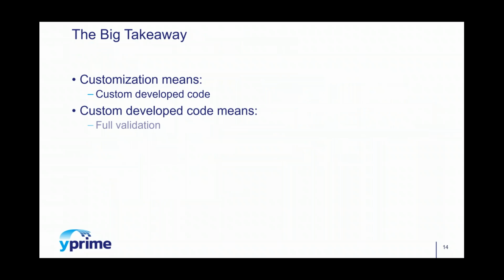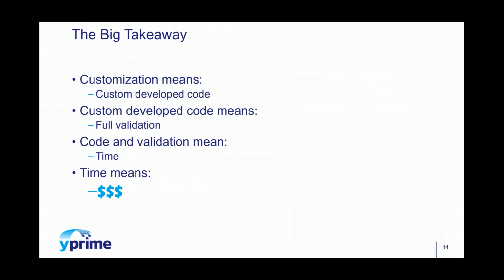And with that, I would like to make sure we all are hearing the big takeaways. Configurability can save you time, can save you risk, can save you money, and customization means you have to have custom developed code. Custom developed code means that you have to have full end-to-end validation. Full end-to-end validation means it's going to take you time, and yes, time means money.